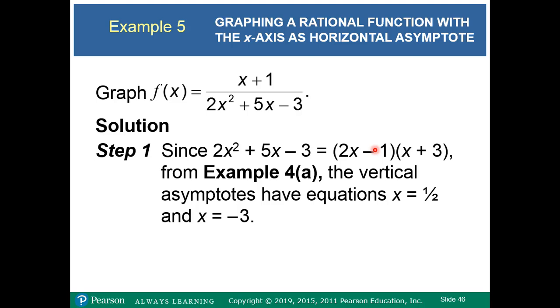But we also now know where the vertical asymptotes are located. So in this case here, because of the zero product principle, we've got a vertical asymptote at x equals 1/2, and we've got another asymptote at -3.